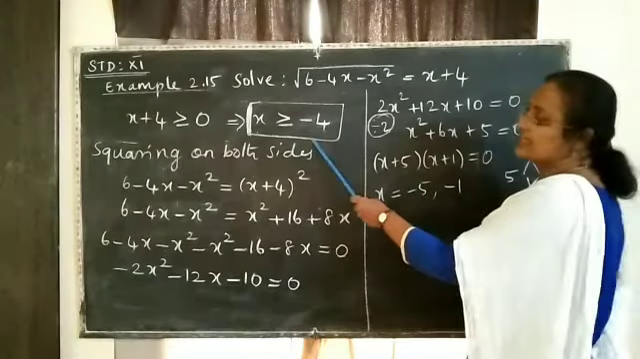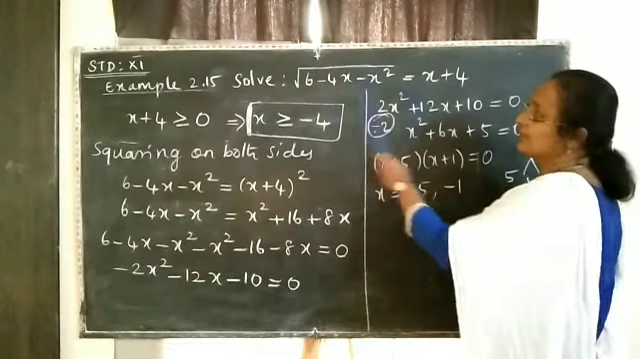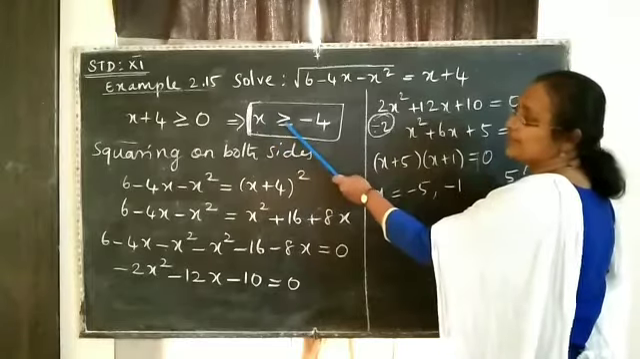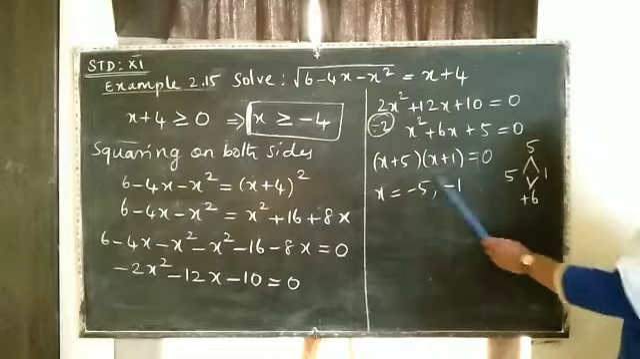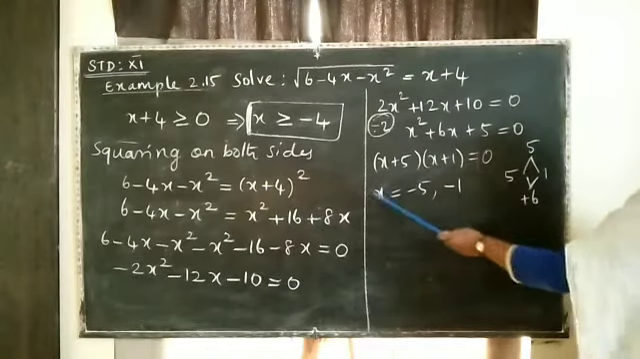Okay. Now look into this condition. What is the eligible condition for this equation? x should definitely be greater than or equal to minus 4. So which is the value? Is x equal to minus 5 eligible?